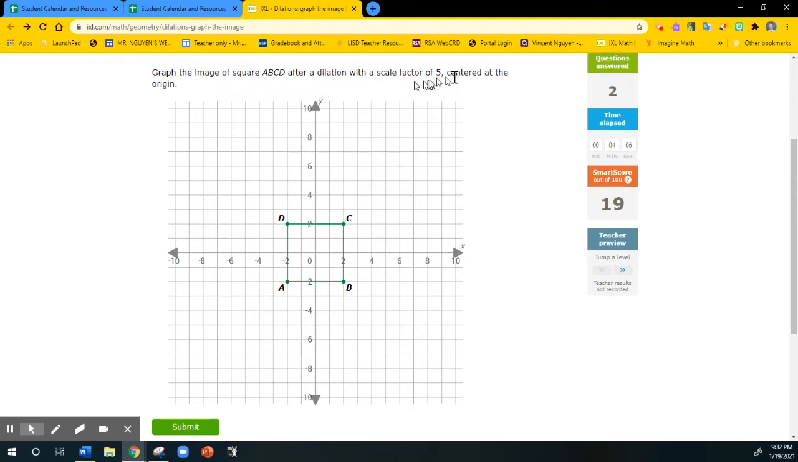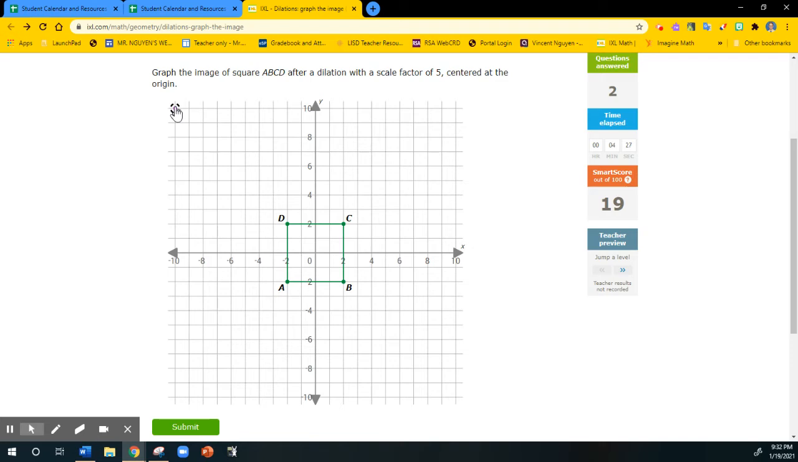This one has a scale factor of 5, which means I am getting larger. So I have an enlargement here. How many times? 5 times. So every coordinate will get multiplied by 5. -2 times 5 will give you -10, and 2 times 5 will give you 10. So the D coordinate will be right there.